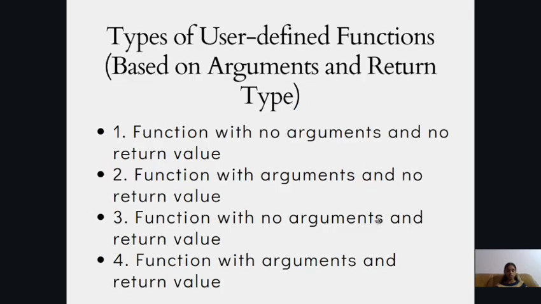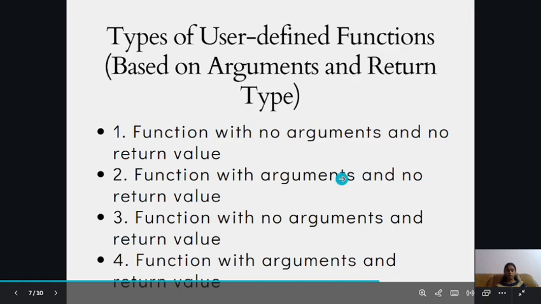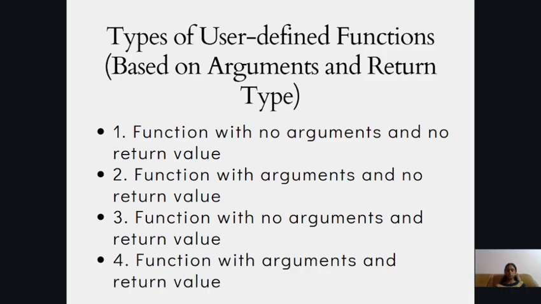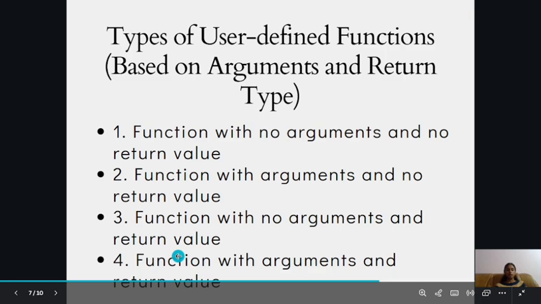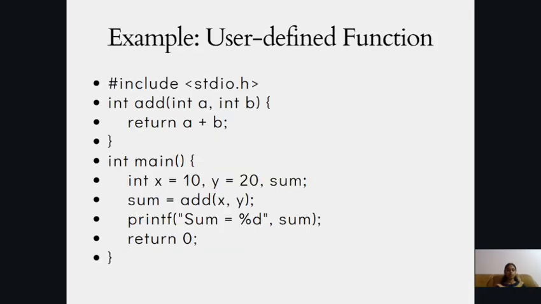Based on the arguments and return value, there are four types of user-defined functions: one with no argument and no return value, one with arguments and no return value, one with no argument but a return value, and one with both arguments and a return value. Let's focus on the last one, the most commonly used type, with both arguments and a return value. Let's take a simple example here.